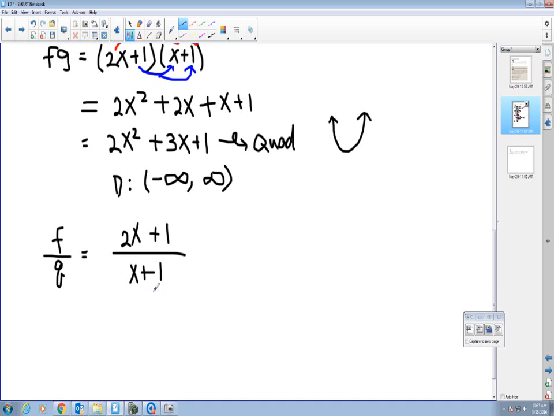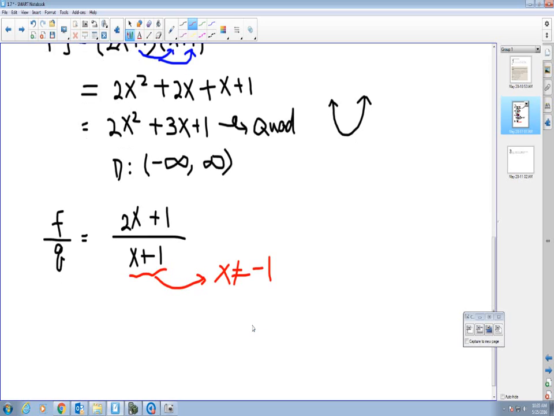Alright, so for my rational function, I know in my denominator that x cannot be negative 1. If it is, my whole rational function will be undefined. At the same time, this x equal to negative 1 will be my vertical asymptote as well.